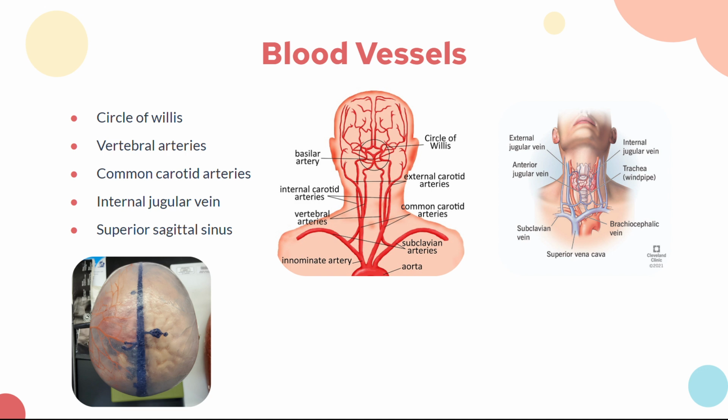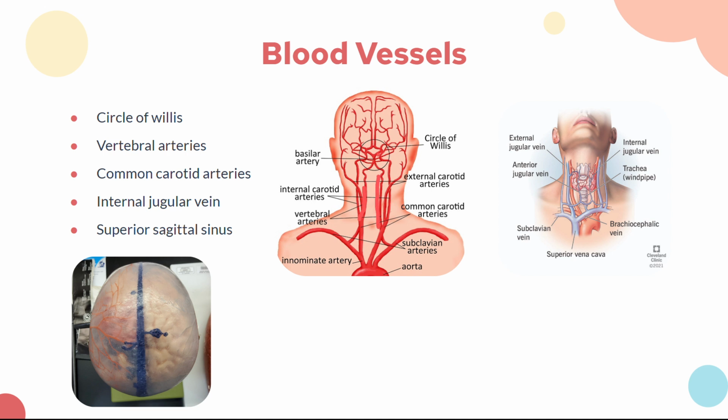And then for our blood vessels that are associated with the brain, we have the circle of Willis. So the circle of Willis is this section right here. You can see how it's a circle right around here. That's the circle of Willis. And then we have our vertebral arteries, which are located just right there. A vertebral artery is right here, this section and this section.